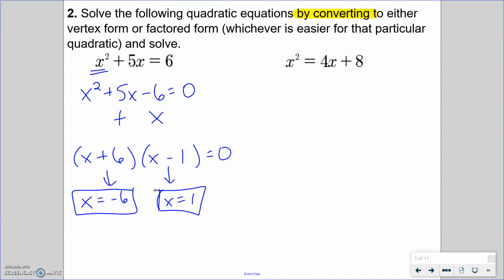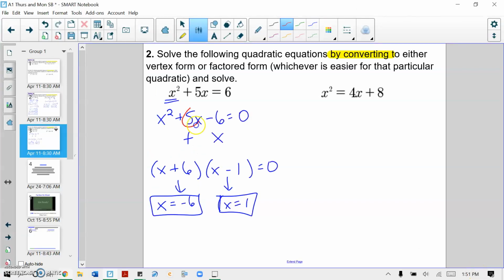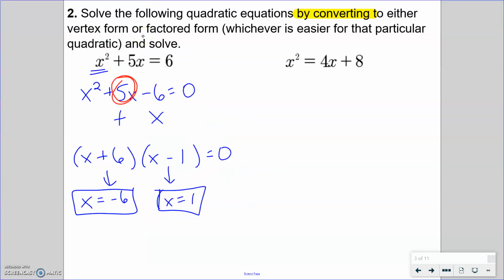Okay. If you wanted to complete the square, I guess you could, but here's the problem with completing the square. I don't want to take half of 5 and square it. It's going to give me decimals, right? So I think factored form is probably the right way to go. This one on the right, again, first thing you want to do is move everything to one side of the equation, and I want to keep that x squared positive, so I moved everything to the left side.